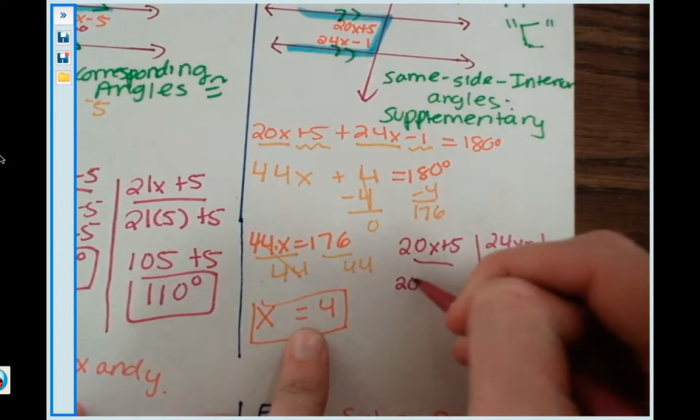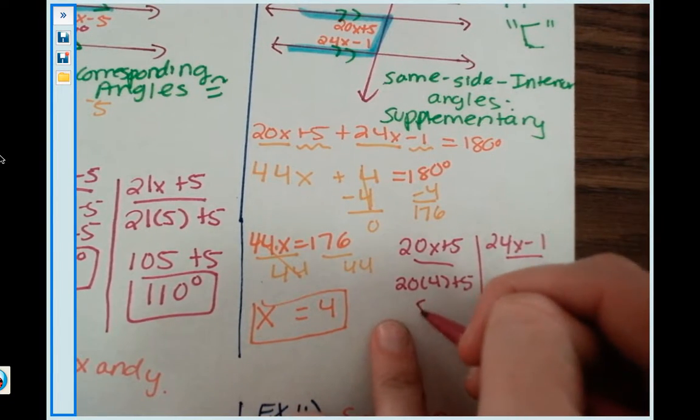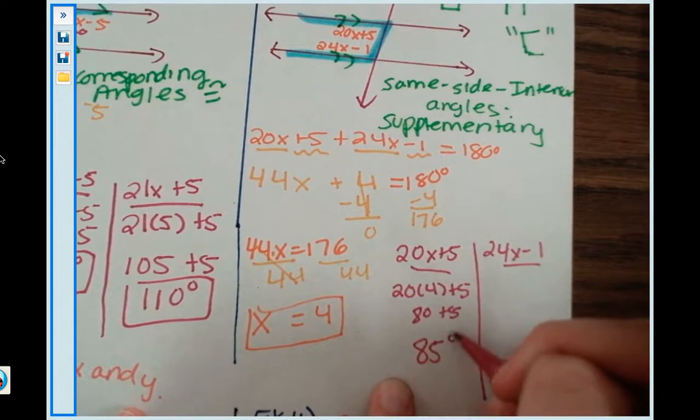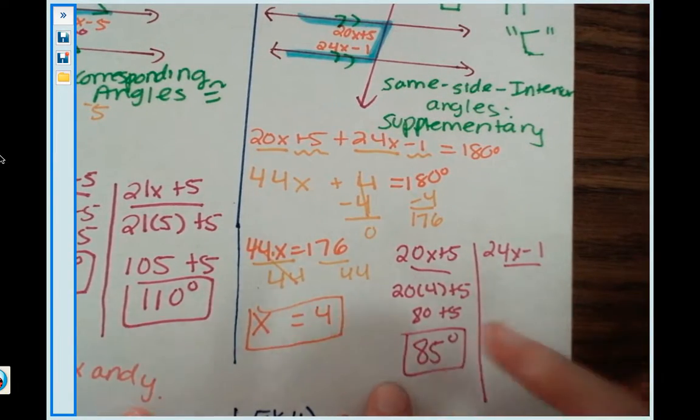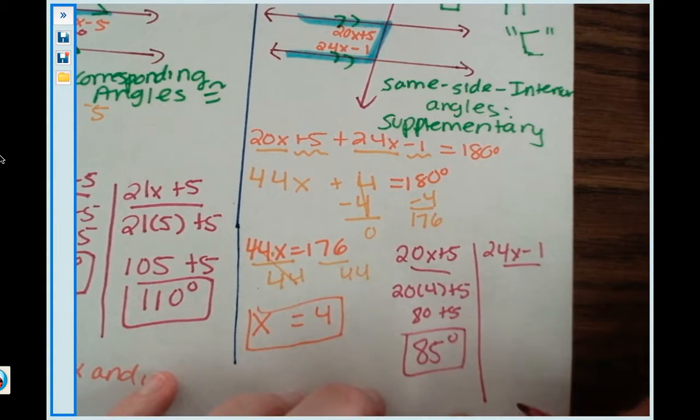So 20 times 4 plus 5. 20 times 4 is 80, and 80 plus 5 is 85 degrees. Awesome. If these two angles are supplementary, they have to add up to 180. So this one will be 180 minus 85, which is 95 degrees. That's our goal, you guys. If we don't get 95, then I did something wrong when we were solving, so we have to reevaluate what we did.